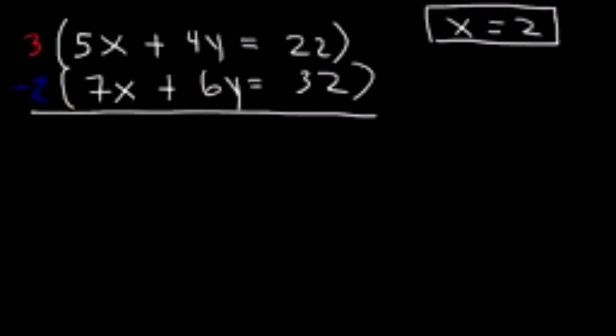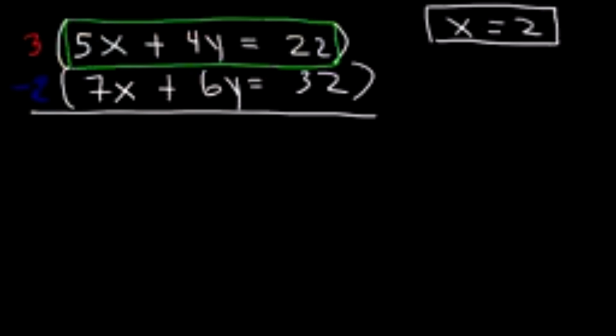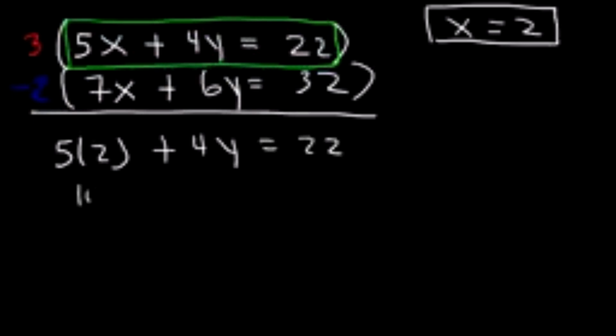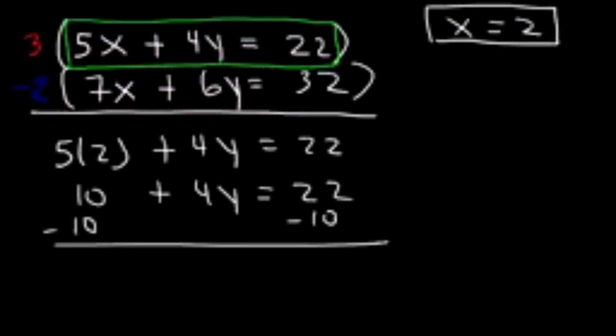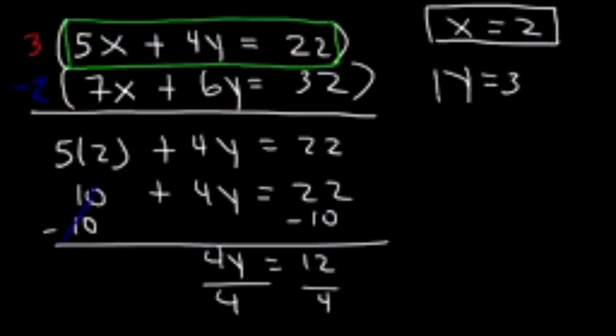Now let's use the first equation without the 3 involved. Let's replace x with 2, and then let's find the value of y. 5 times 2 is 10. Next, we need to subtract both sides by 10. 22 minus 10, that's 12. And 12 divided by 4 is 3. So y is equal to 3. So the solution is 2, 3.